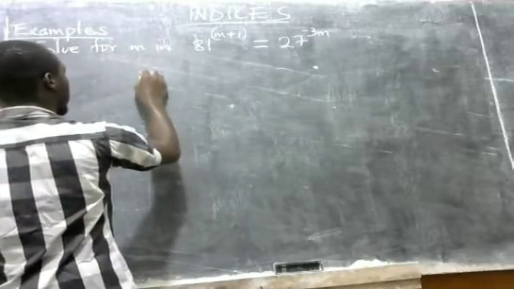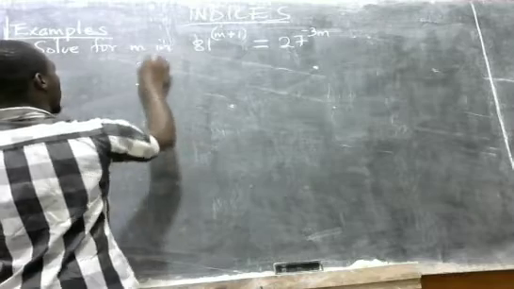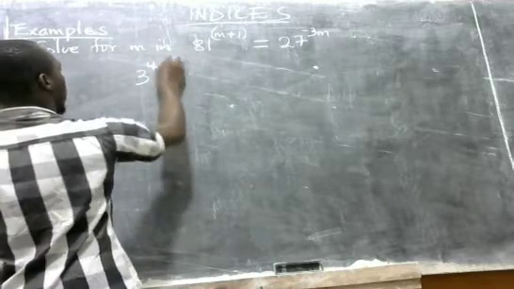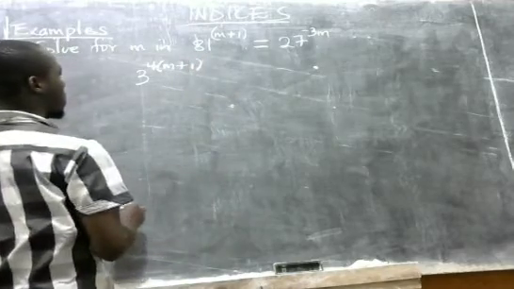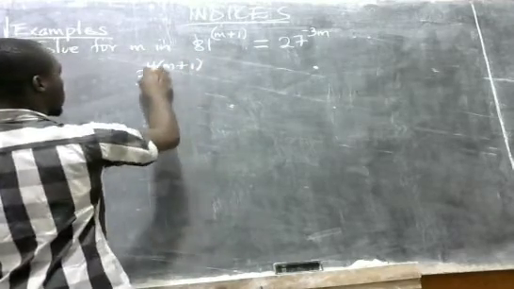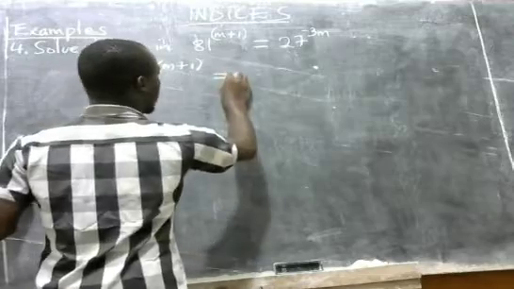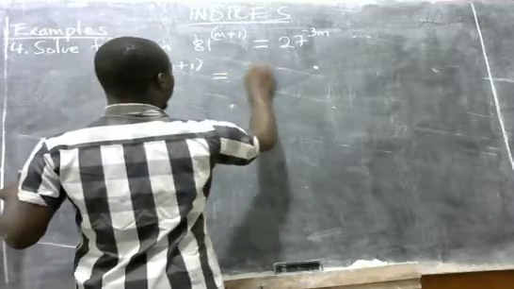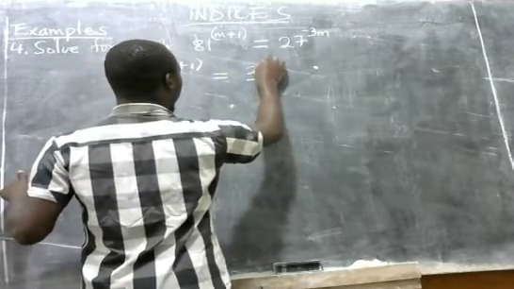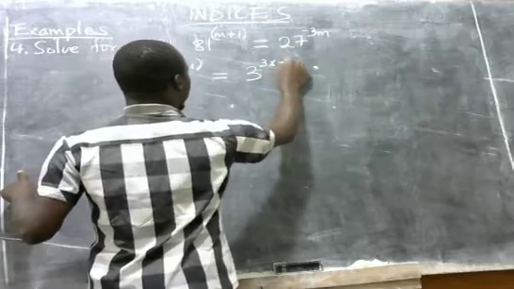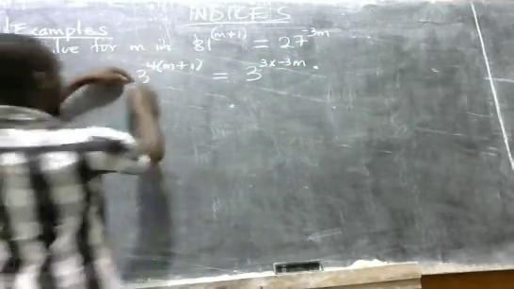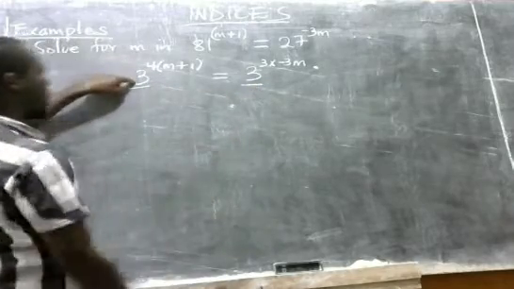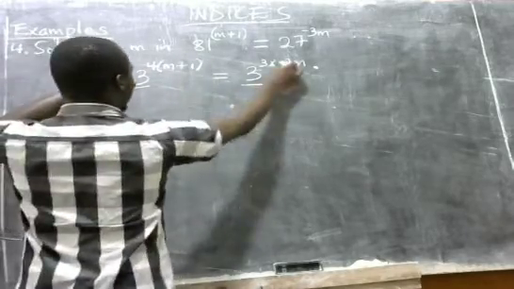So the 81 is the same as 3 power 4, but it has a power of that one there. We said when you remove the bracket, the power will multiply. It's equivalent to the 27 is the same as 3 power 3, then times the negative 3m. So the base now is the same. Now I can equate the powers.